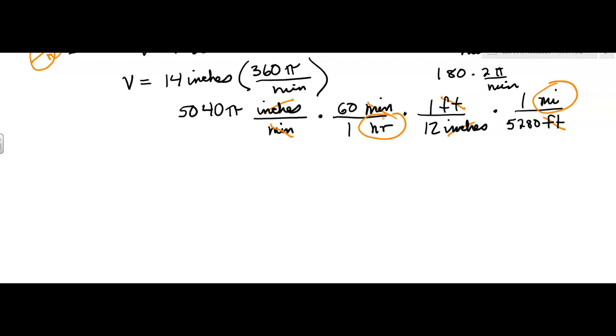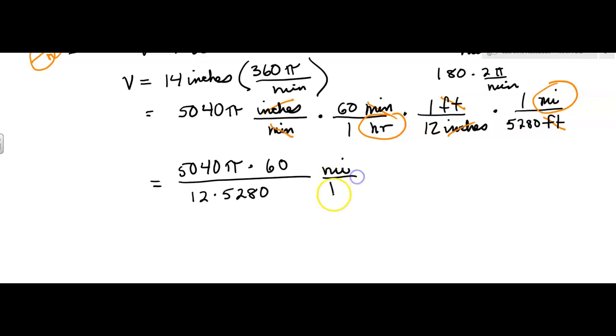Okay, so now what do I have? A bunch of stuff, right? Well, I'm going to rewrite it for you. So I've got 5,040 pi times 60 times 1 in the numerator, and in the denominator I have 12 times 5,280, and this is in miles per hour, which is what I wanted. Okay? All right, so now I just have to put this in my calculator.